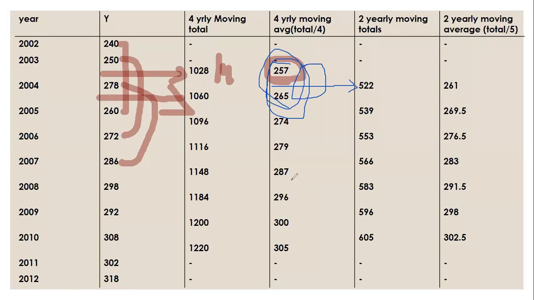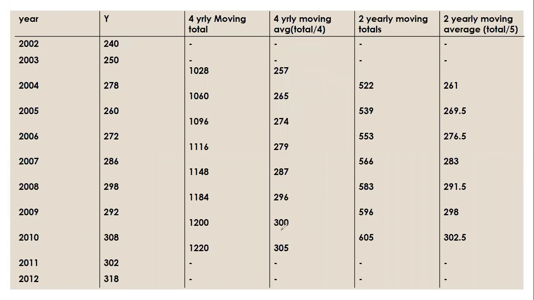Are you all able to follow? Yes? Are you all able to follow? Now, after finding 4-year moving average, we will take the average of these two and write that average in between these two numbers. Now, the next average I will take is 265 and 274 and write it between these two numbers. So here at the end of the day, first I'm finding the total and then I will find the average.